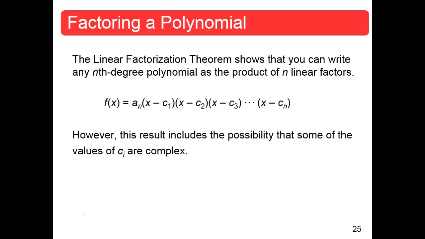Remember, this could include multiplicities. c1 and c15 may be the same value. You just have a duplicate thing, but you still multiply them together. Also, these c's, and the reason they use c's now, they could be complex. They don't have to be real. In fact, for this to be true, they have to be complex, because they're not always guaranteed to have that many real solutions. However, this result includes the possibility of some of the values c being complex, and some of them also may be repeated zeros and factors, okay?